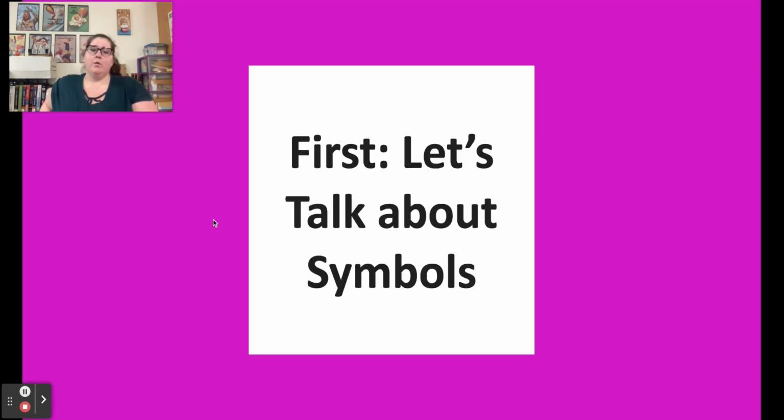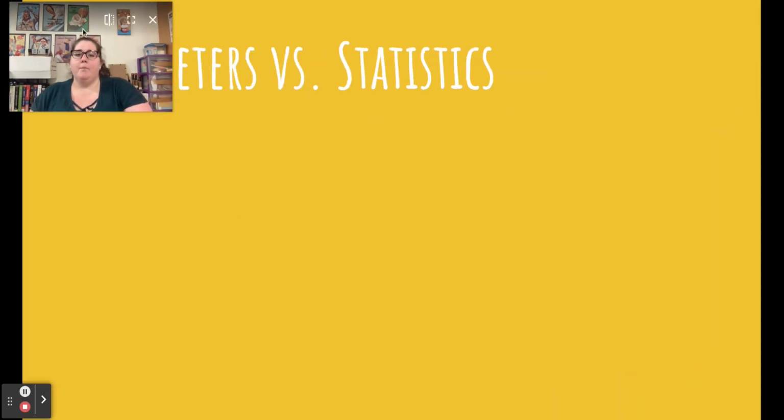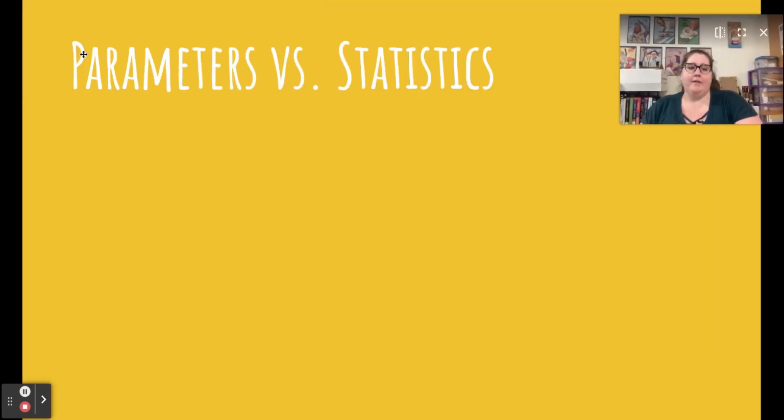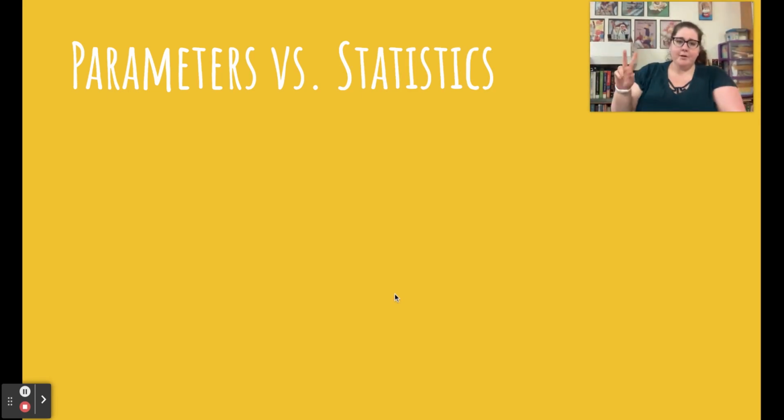So we're going to first talk about symbols. So this is more related to data as a whole. We're continuing our conversation of the types of data that we have, as well as what statistics versus parameters look like. So we need to know some symbols in statistics because this will help things a little bit more down the line. So we have parameters and we have statistics.